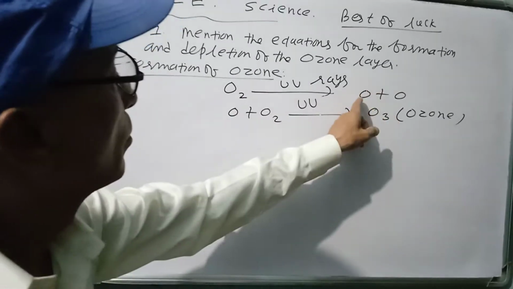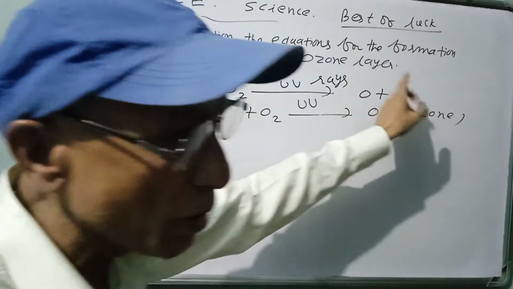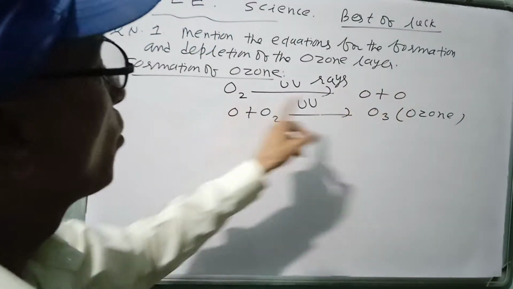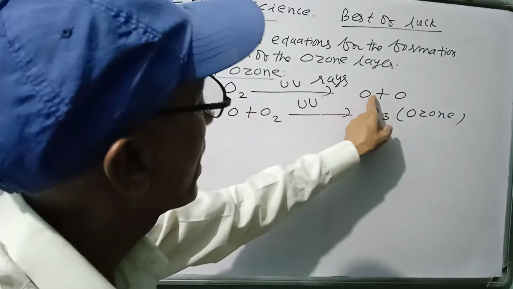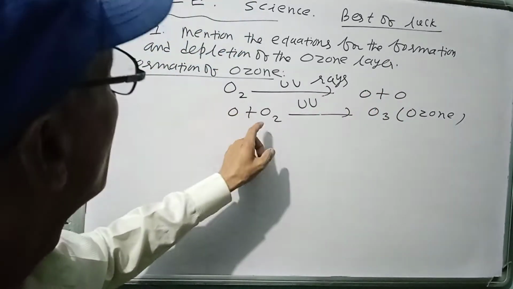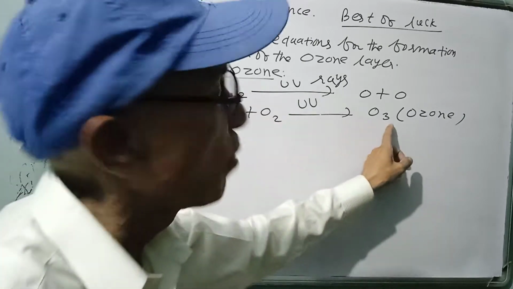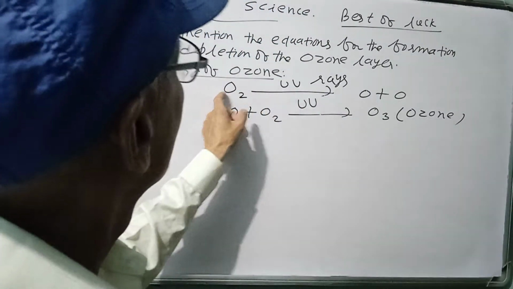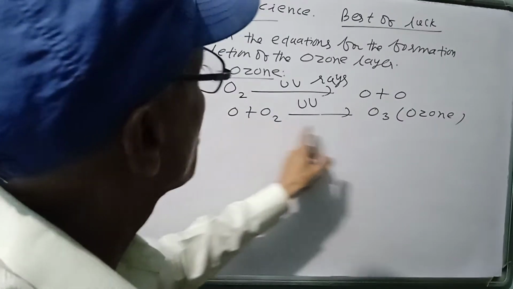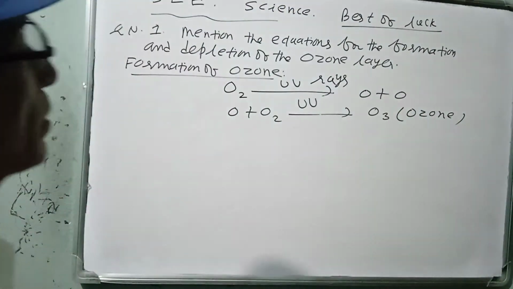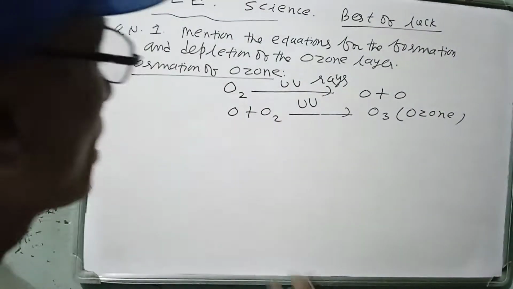Oxygen gas breaks into very active oxygen atoms, O plus O. Then this oxygen atom combines with an oxygen molecule to form O3. O2, O plus O, O plus O2, O3. This is the equation for the formation of the ozone layer.